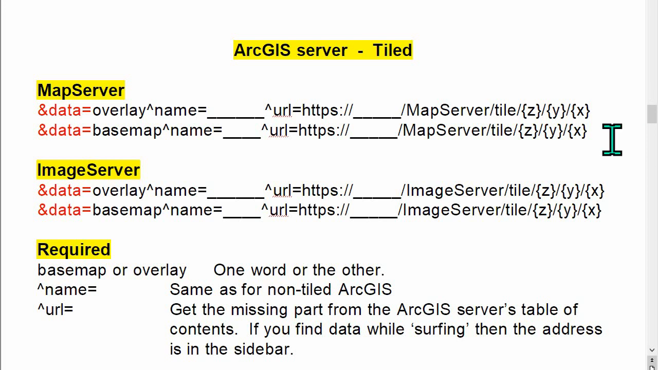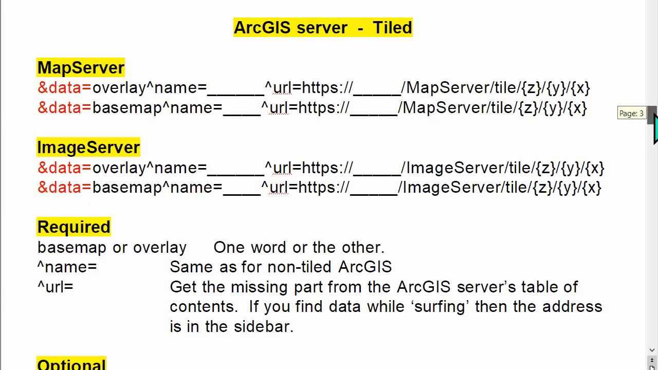Notice that layer numbers are not used. Also, it is only map server and image server data that sometimes is tiled. I will show you how to recognize when data is tiled a bit later in this video. Tiled data can be displayed either as a base map or an overlay. And feature server data is never tiled.